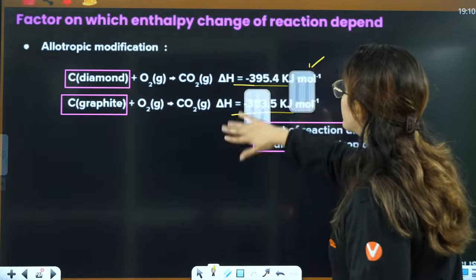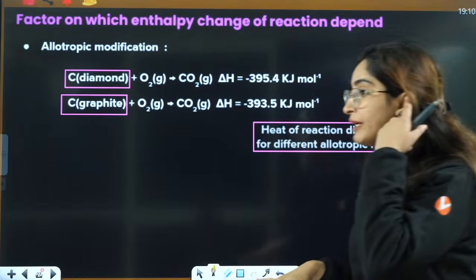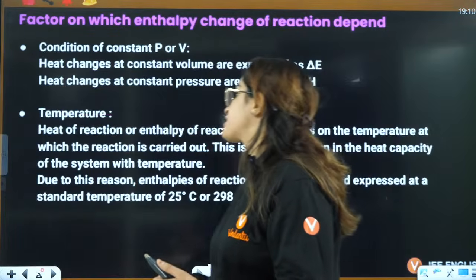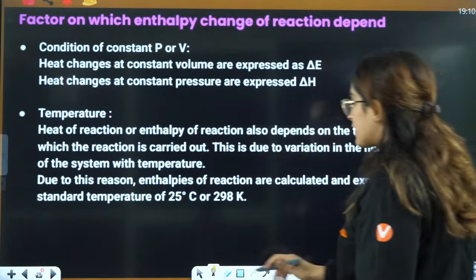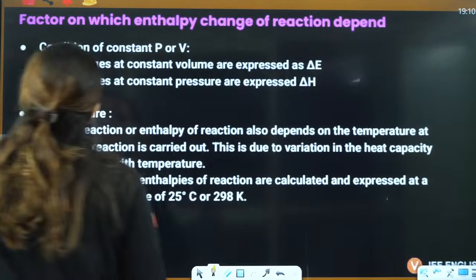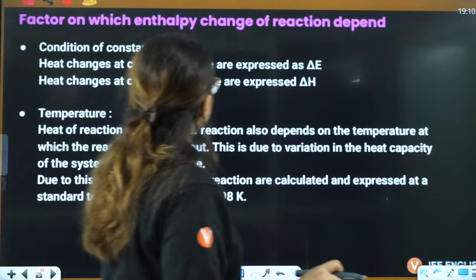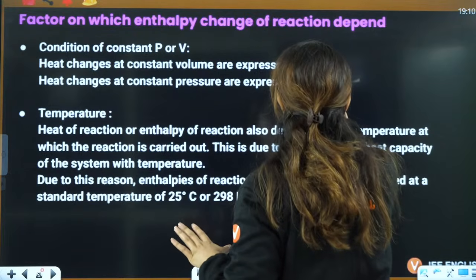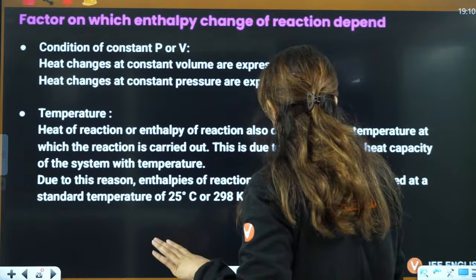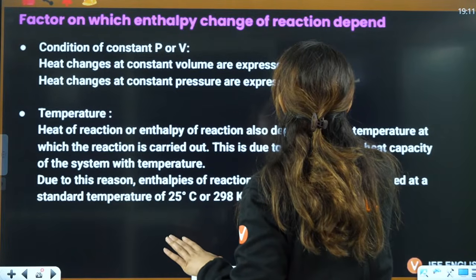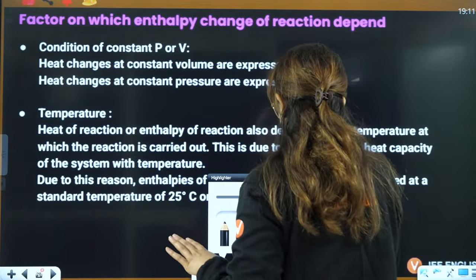It's not like allotropic forms will have the same heat of reaction. They are going to have different heats of reaction, right? Now, if the condition of constant pressure or volume is there, heat changes at constant volume are expressed as delta U, because you have done it in delta U itself. In some books it is also written as delta E.